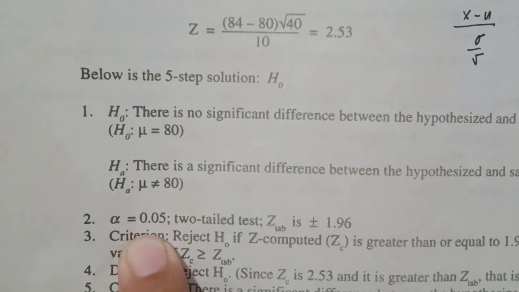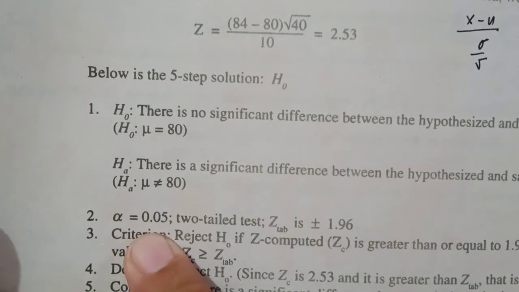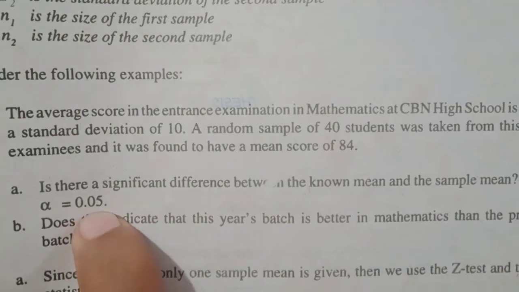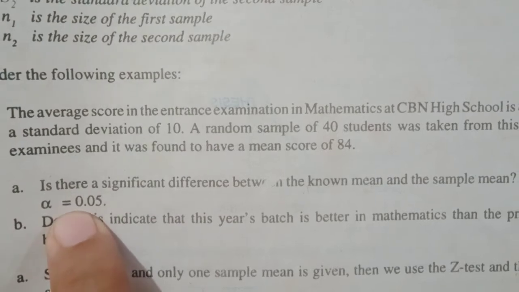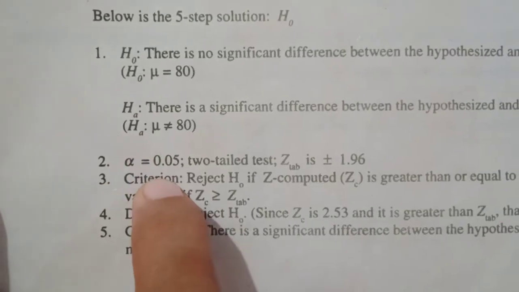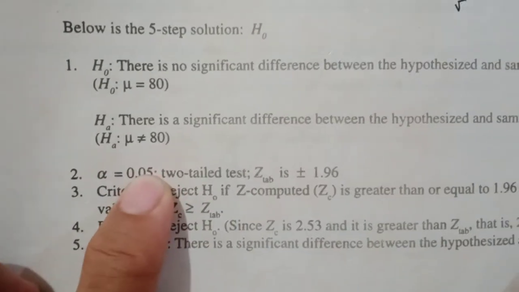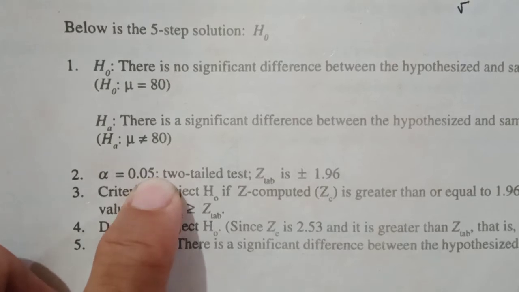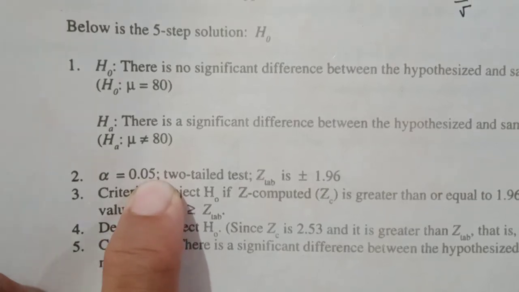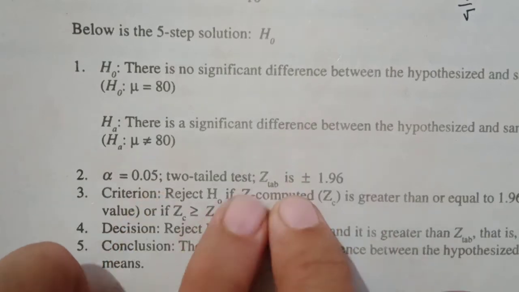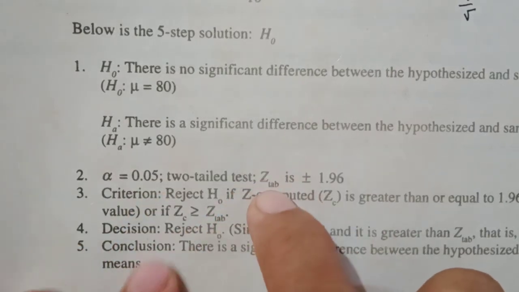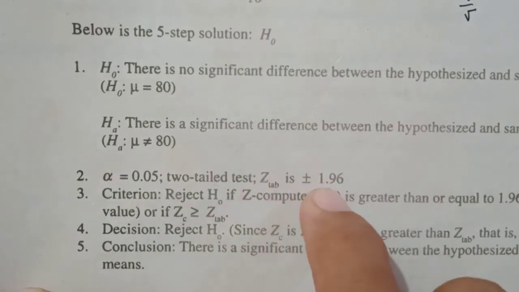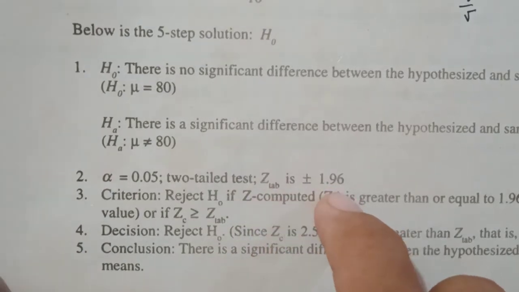So, step 2, what is the level of significance? Nakalagay naman dyan sa ating problem. Ito ay 0.05 ang level of significance. So, dahil ito ay 5% level of significance at not equal kasi yan, kaya, two-tailed test. Okay? Two-tailed test yun. Ang two-tailed test, ang ating critical value, tabulated value, or critical value is 1.96 and negative 1.96.